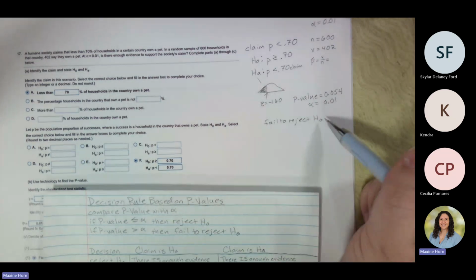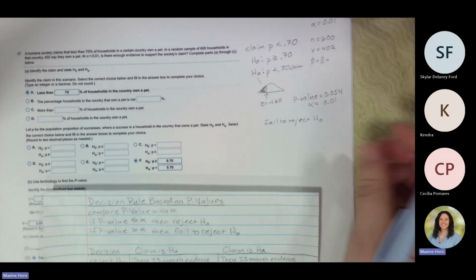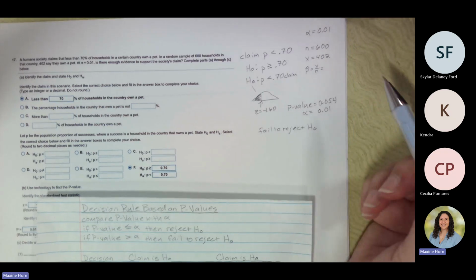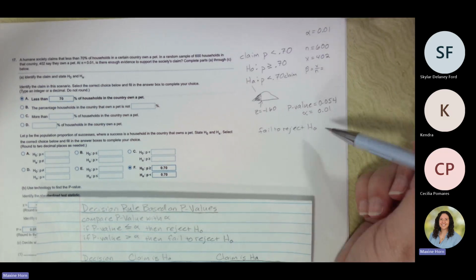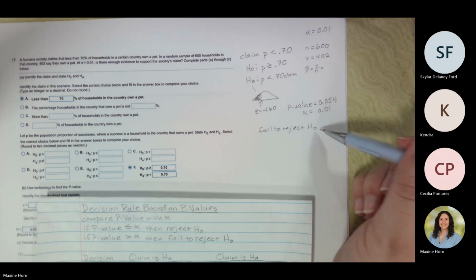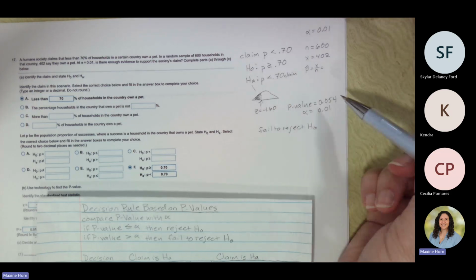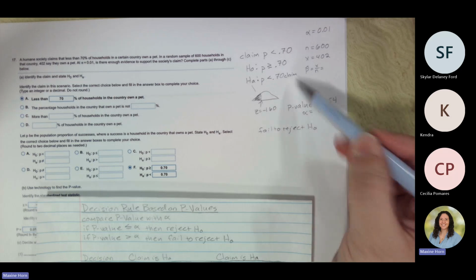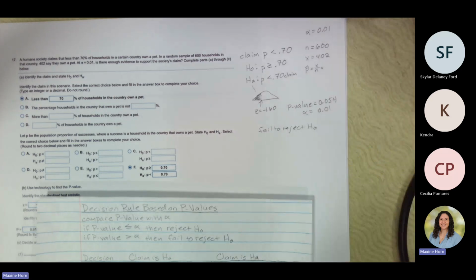Okay, and then we say, okay, great. Well, great is a relative term. Maybe that's what we wanted, maybe it's not. But we're failing to reject the null. We need to just say, okay, what was our claim? Was our claim the null or was it the alternative? Our claim was the alternative, and we failed to reject the null.